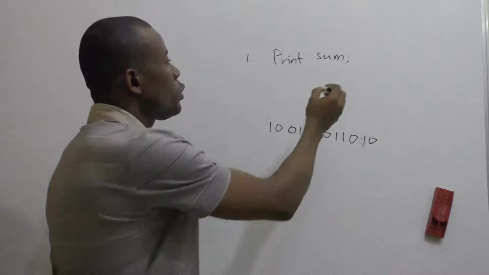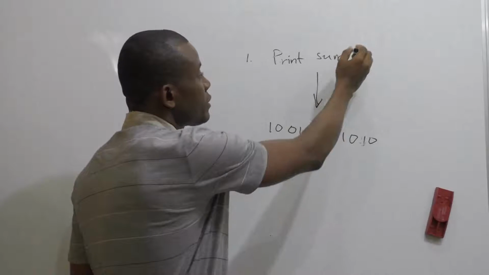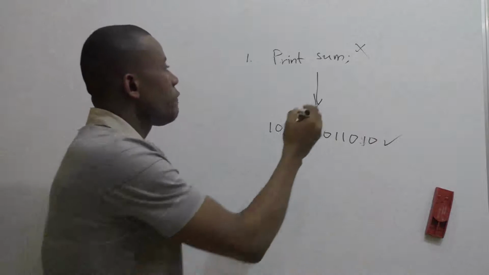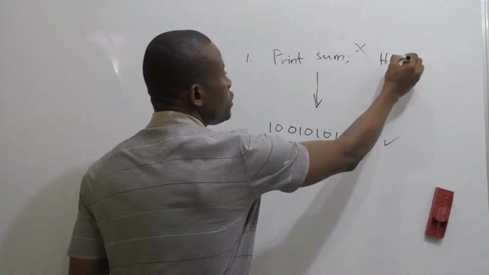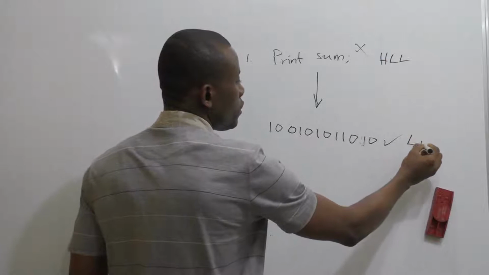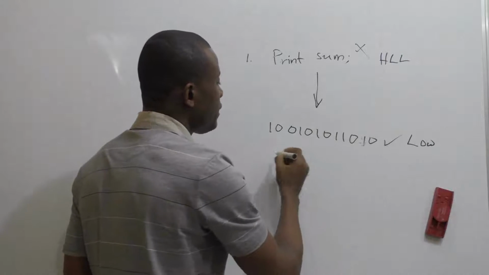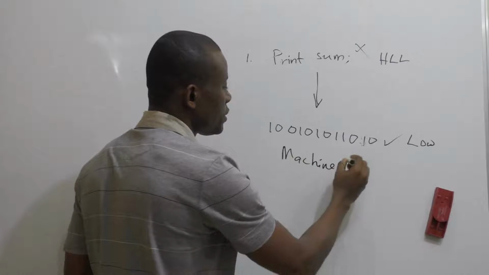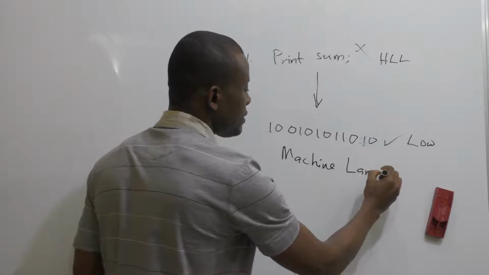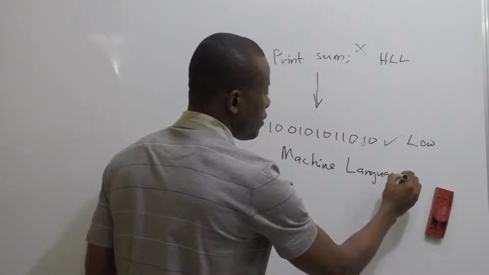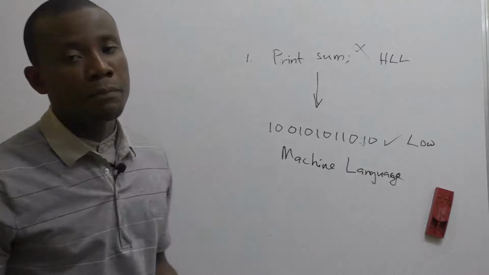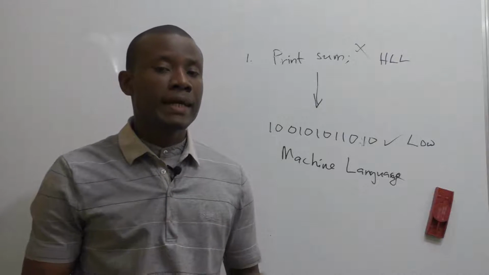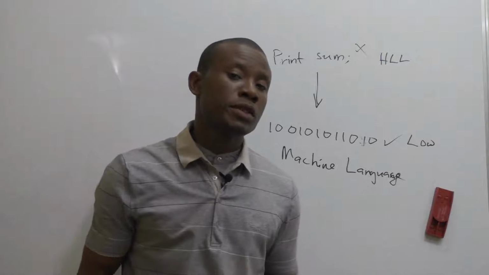So how then do you convert this? The computer doesn't understand this. This is what the computer understands. So how do you convert this high-level language to low-level language? Another name for this is also machine language, because this is a language the machine understands. So that is the point. So now we are going to discuss the process of compilation, assembly, and interpretation.